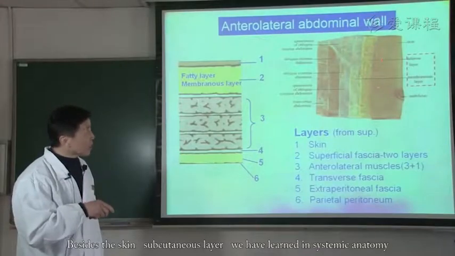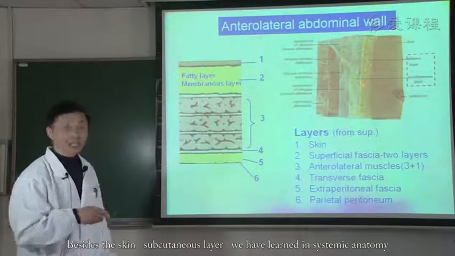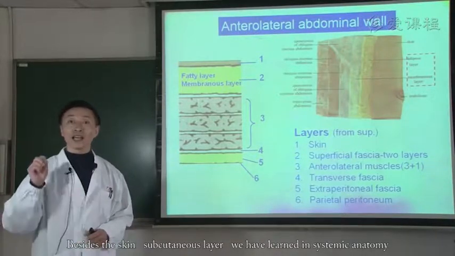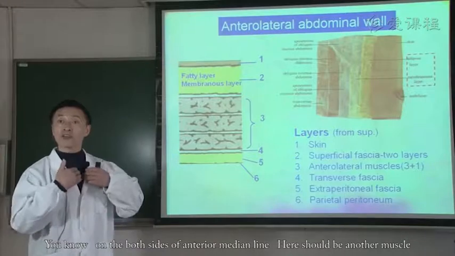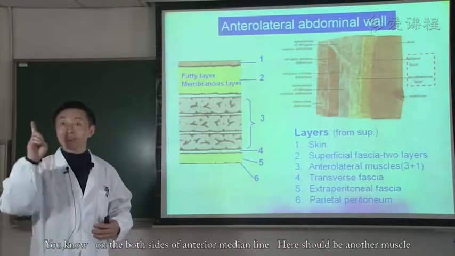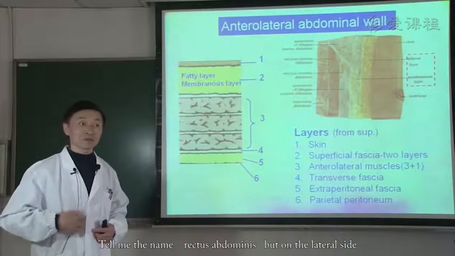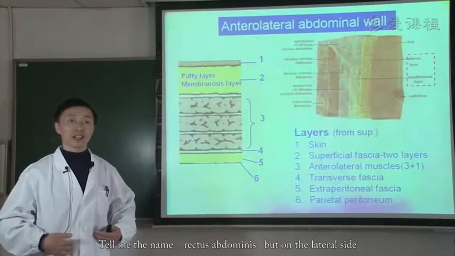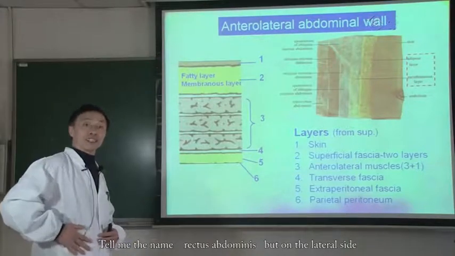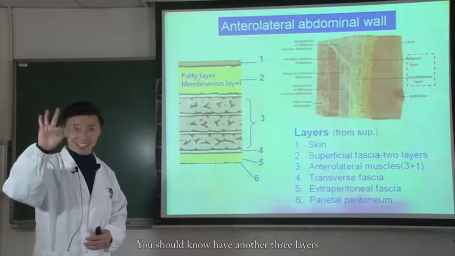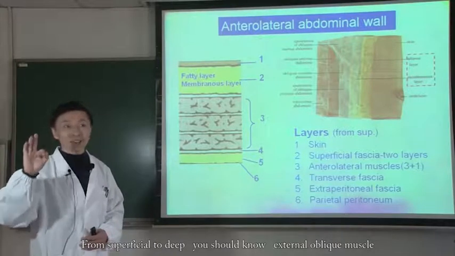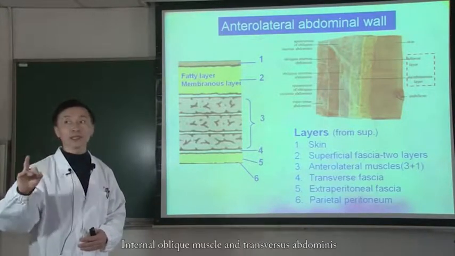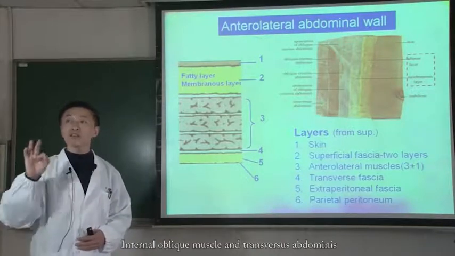But besides skin and subcutaneous layer, we have learned in systematic anatomy, on both sides of the anterior midline, there should be another muscle. Tell me the name. Rectus abdominis, this one. But on the lateral side, you should know, there are another three layers. From superficial to deep: external oblique muscle, internal oblique muscle, transversus abdominis.